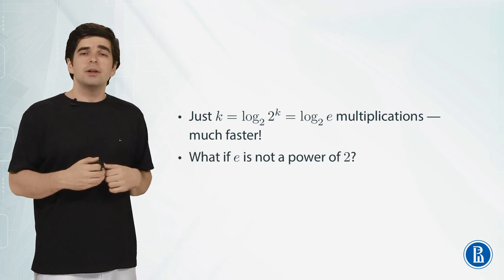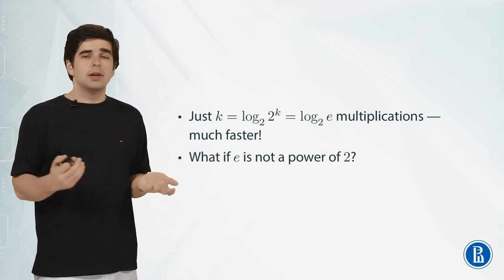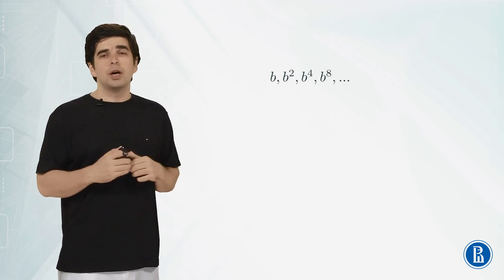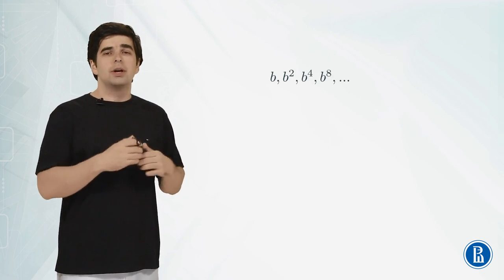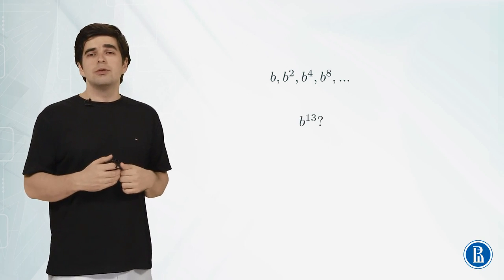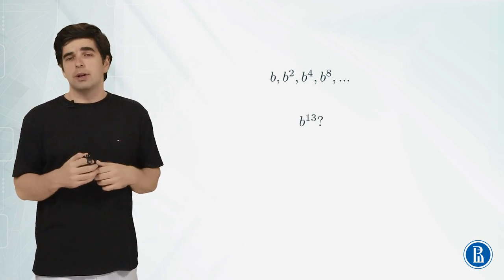So what if e is not a power of 2? What then can we do? Let's consider the following example. So we already know how to compute powers of 2 of b modulo m: b squared, b to the 4th, b to the 8th, and so on. So how to compute b to the power of 13 modulo m then?